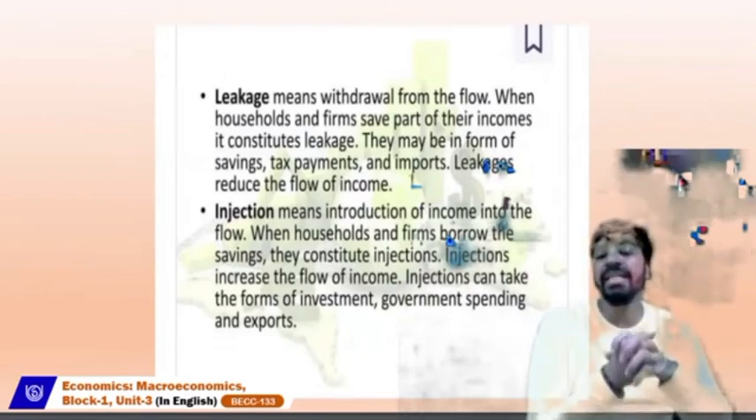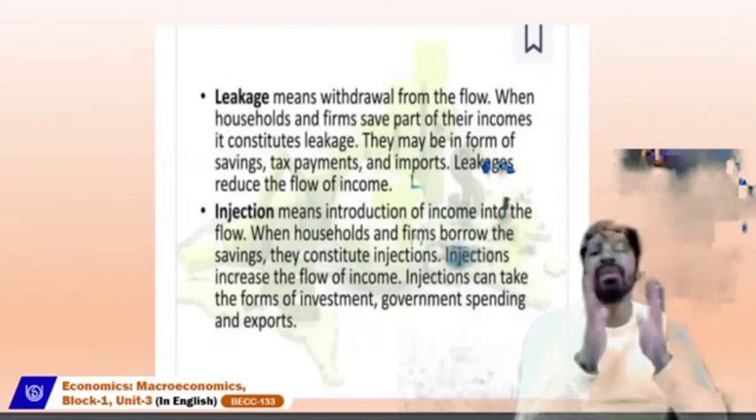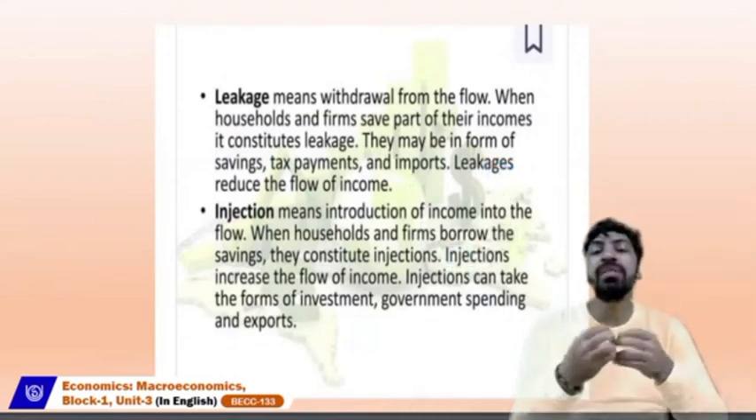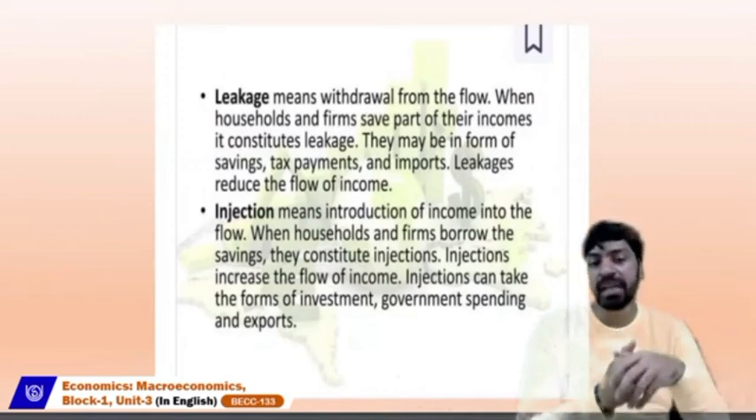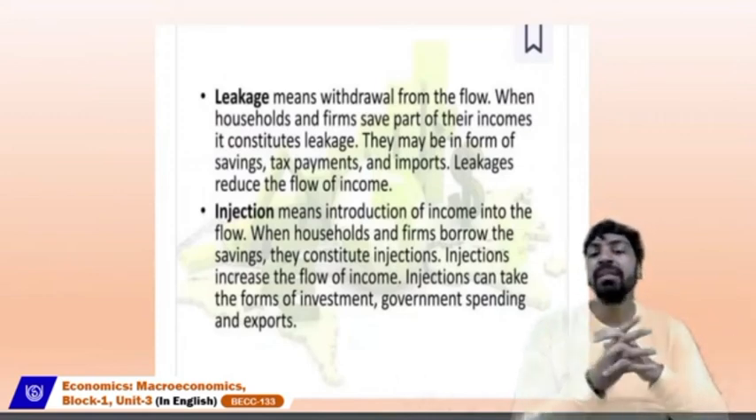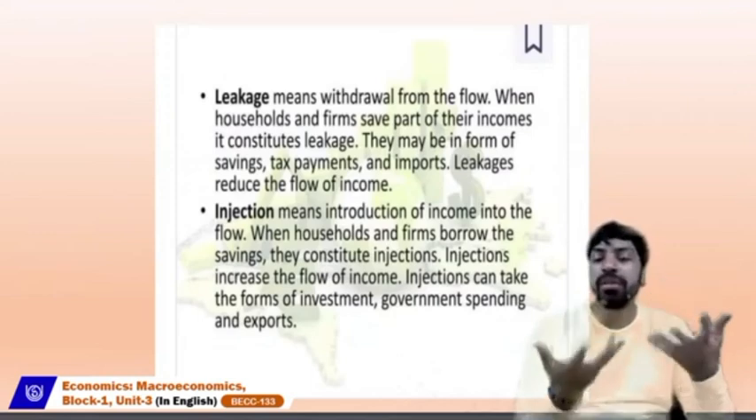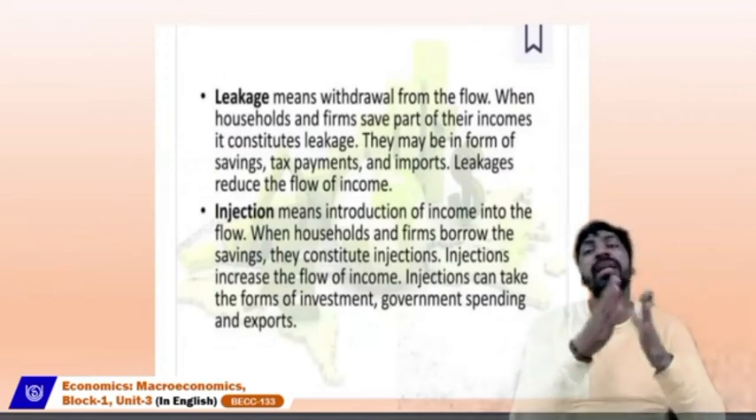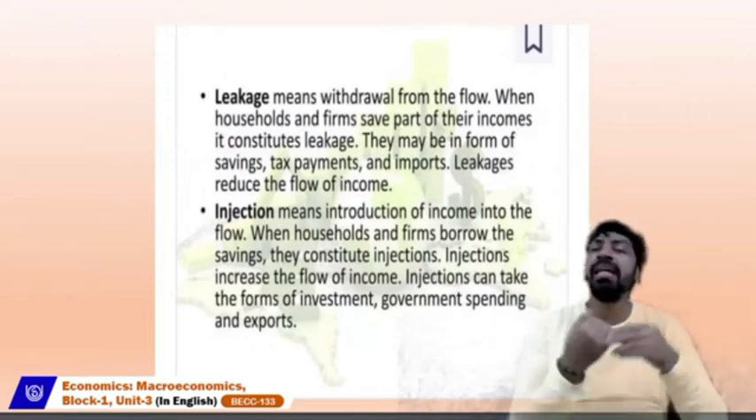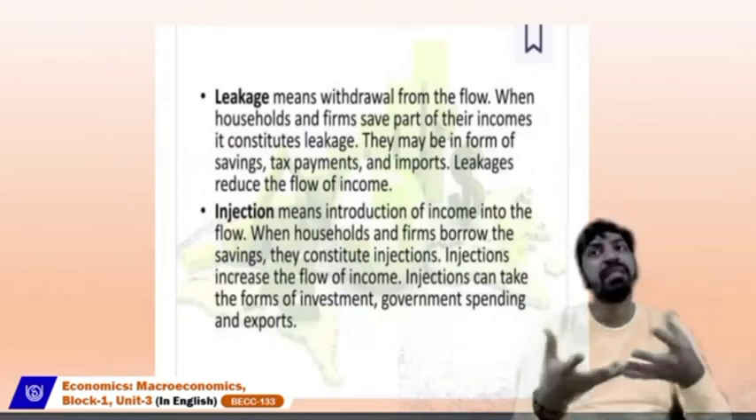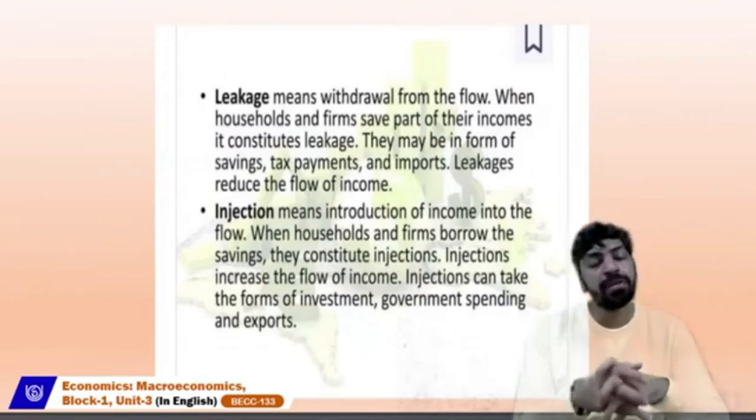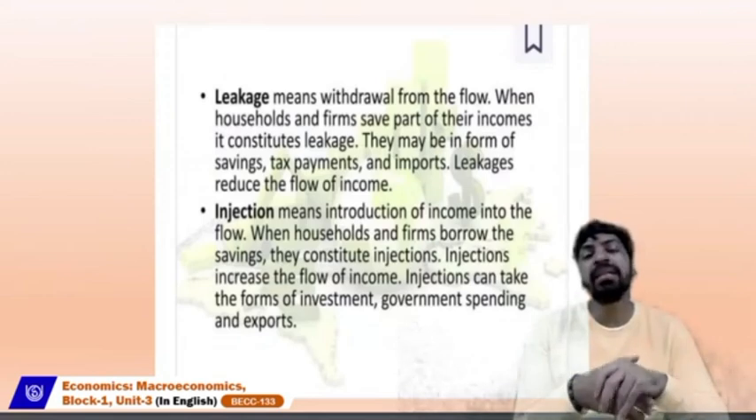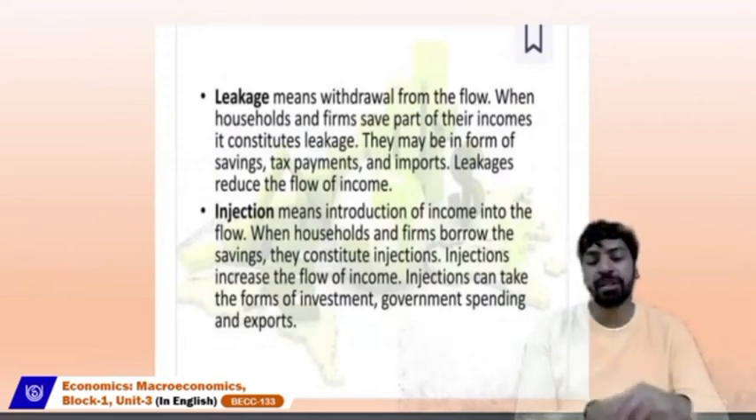But when we talk about injections, injection means an introduction of income into the flow. That means income is introduced and added into the flow of income. Households and firms borrowing the savings is called injection. And injections also increase the flow of income. They can take place in the form of investment, government spending, and of course the last component, exports. So this is the exact meaning of leakage and injection.